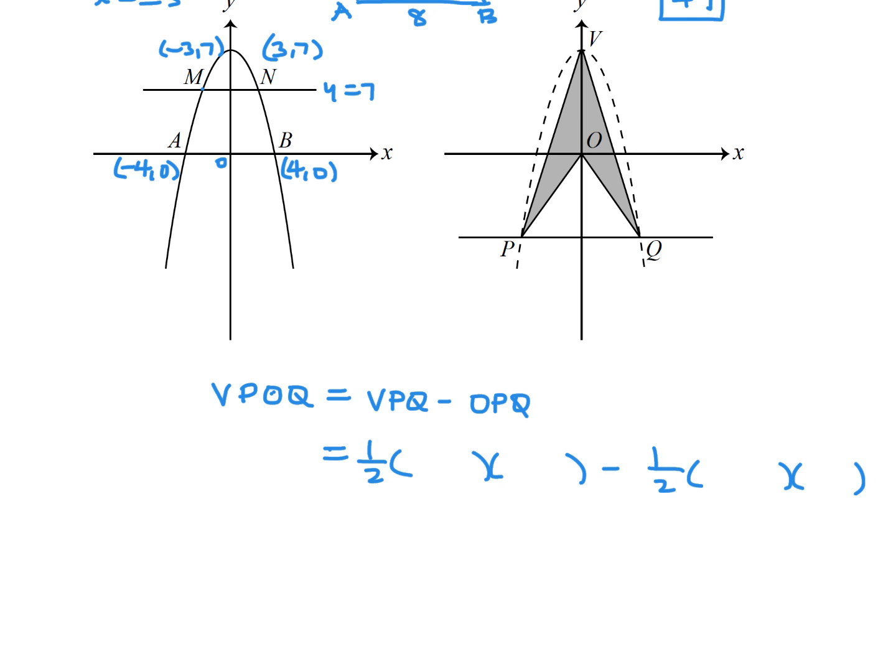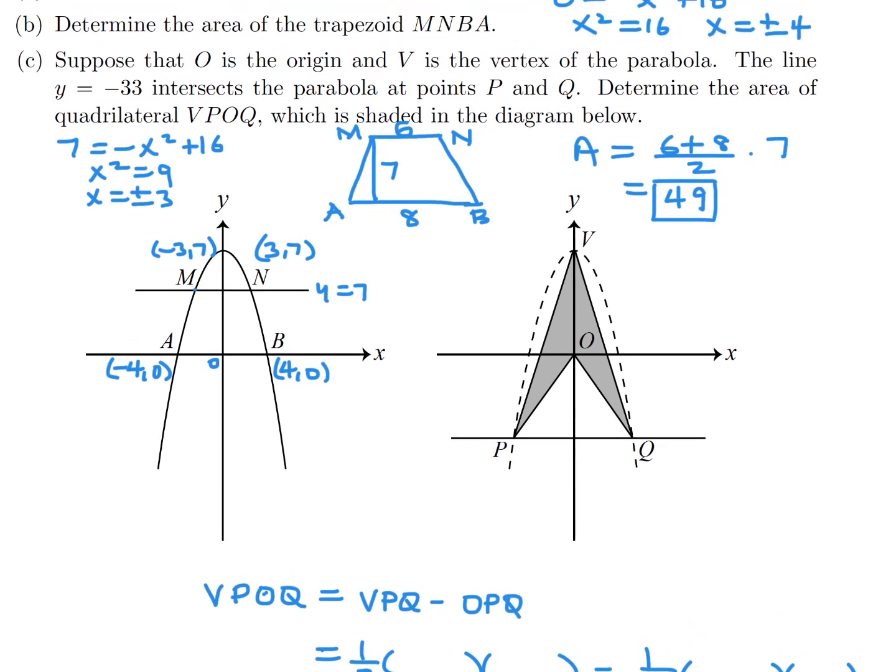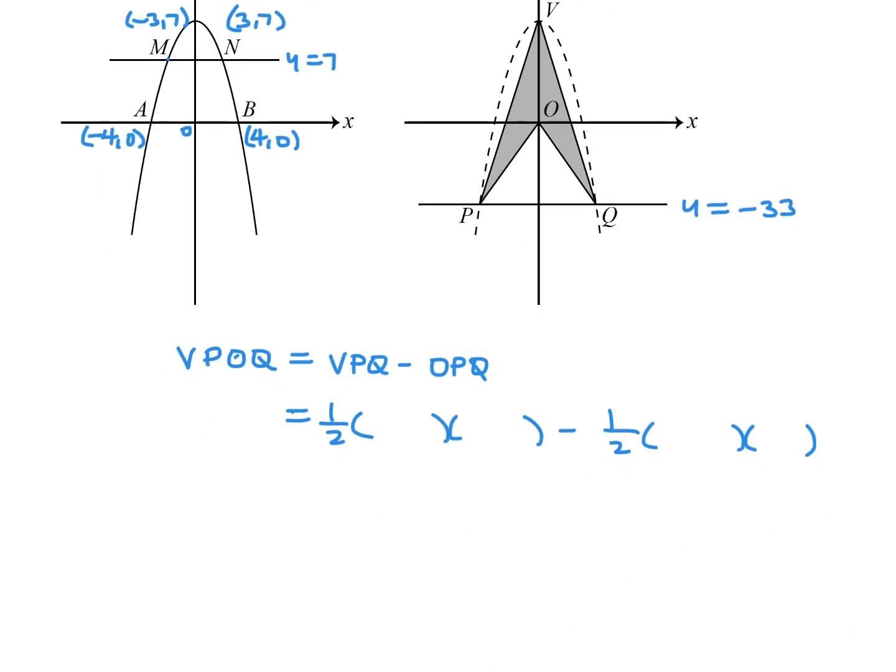OPQ, okay, this is y equals minus 33. Was that the line? Yeah, y equals minus 33. So that means that the height, this top to bottom right there, is 33, because it's got to be a positive number, right? And then to get from V to Q, we have to do that calculation. So minus 33 would be minus x squared plus 16. So that means x squared is 49, so x is plus or minus 7. So you're going basically from minus 7 to 7. So that's 14 in terms of the length.